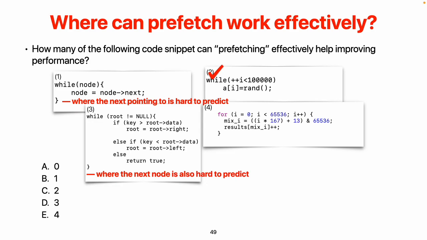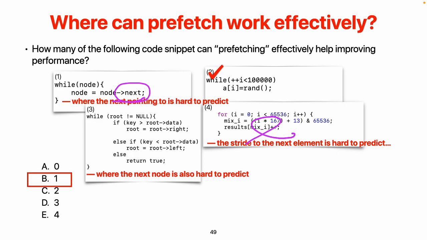How about the fourth one? You think it's yes? How do I know the next? I don't know the next, to be honest, right? Can you tell me what's the next? It's actually difficult to know, right? So it turns out only two of them, or only one of them, could be perfectly addressed by prefetching.